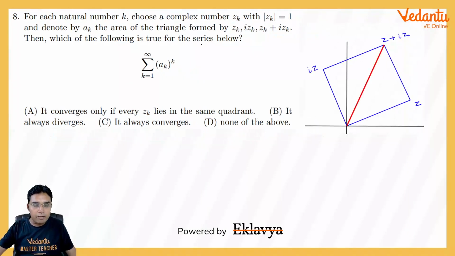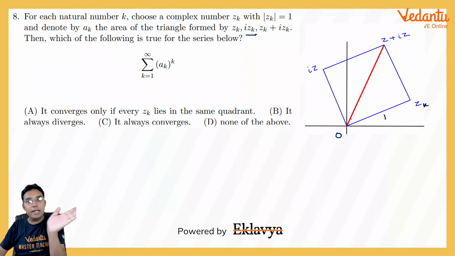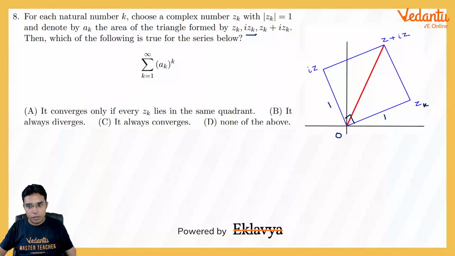To find that, I will make this diagram. We are given that zk has mod equal to 1, so from the origin the distance will be 1. i zk will be just the rotation of zk by 90 degrees, because i has argument equal to 90 degrees. So here this will be 90 degrees and this length will also be 1 only.